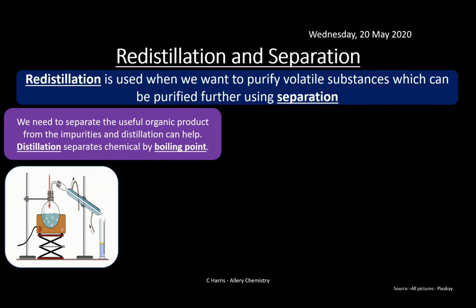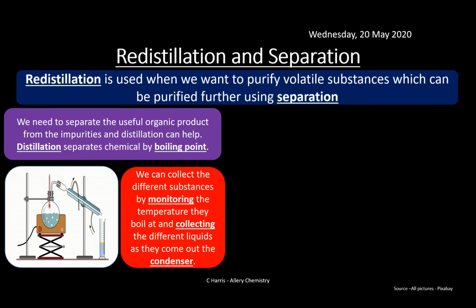What we need to do is separate the useful organic product that we've just made in our distillation kit from the impurities, and distillation can help us here. It allows us to separate chemicals via boiling points. Remember, we've just seen that before. We can collect the different substances by monitoring the temperature they boil at, collecting the different liquids as they come out of the condenser.